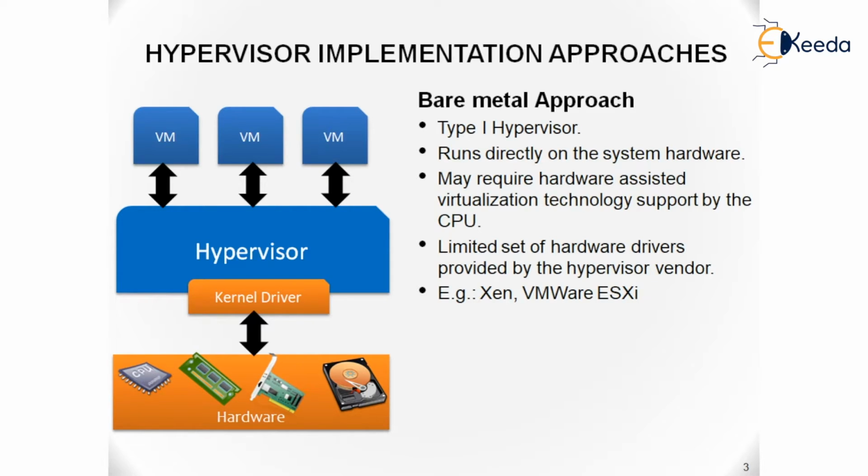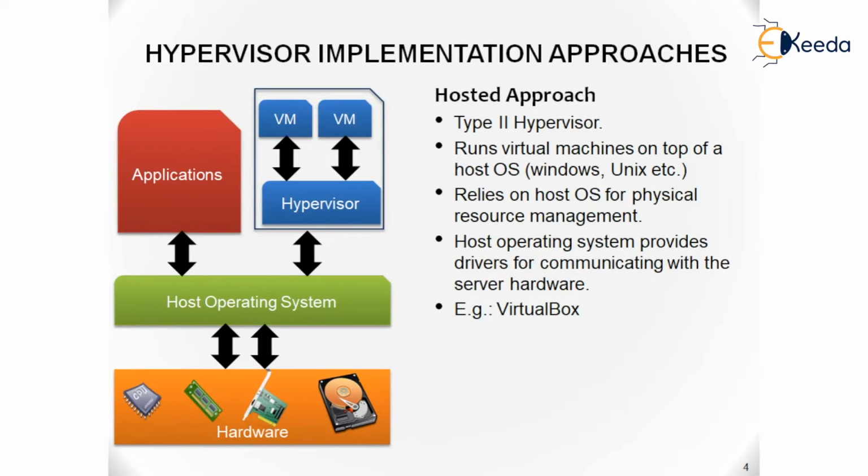So, a hypervisor allows multiple operating systems to share a single hardware host. That is an important role of the hypervisor in terms of sharing multiple operating systems on a single hardware host. Now, as we discussed one approach, the bare metal approach, we have another approach that is called the hosted approach. It is also called a type 2 hypervisor.